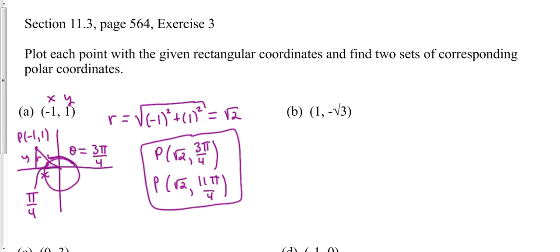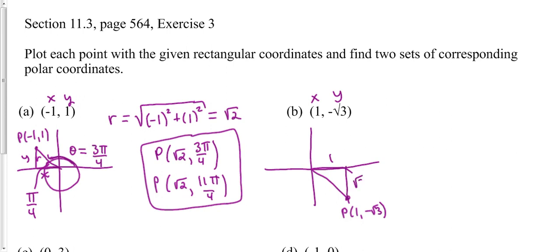Now for part B, we have an x component of 1 and a y component of negative radical 3. So when we draw this, we're going to get a point in the fourth quadrant. So we're going to go over 1 and down radical 3. So we're going to get something over here. And again, P is going to be 1, negative radical 3.